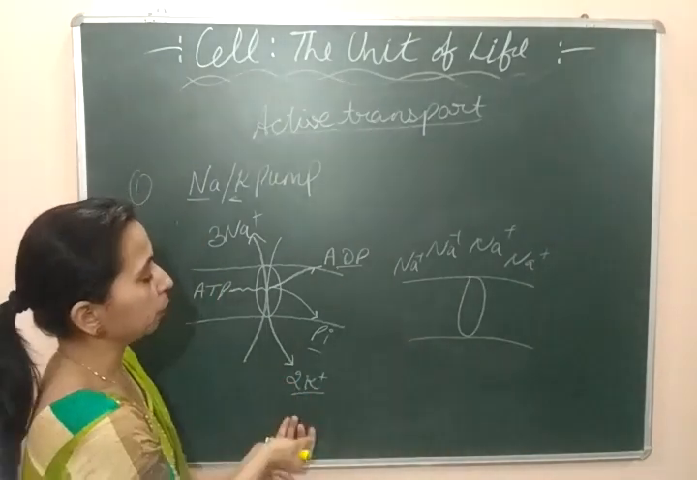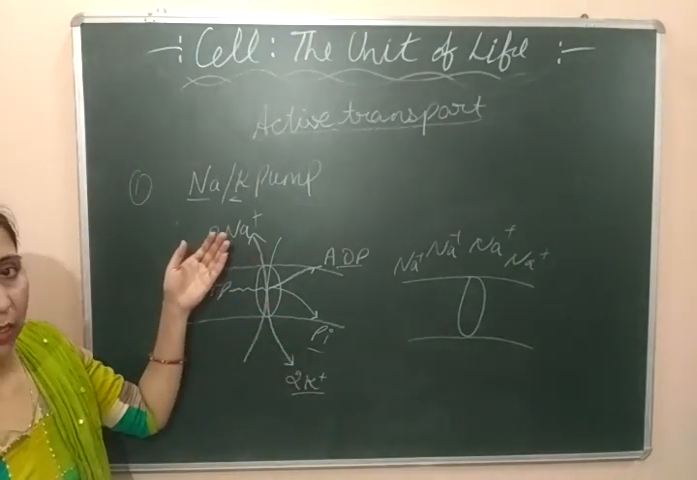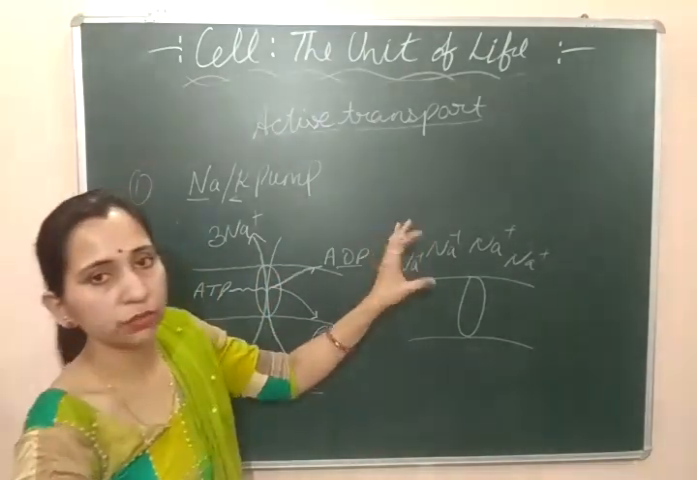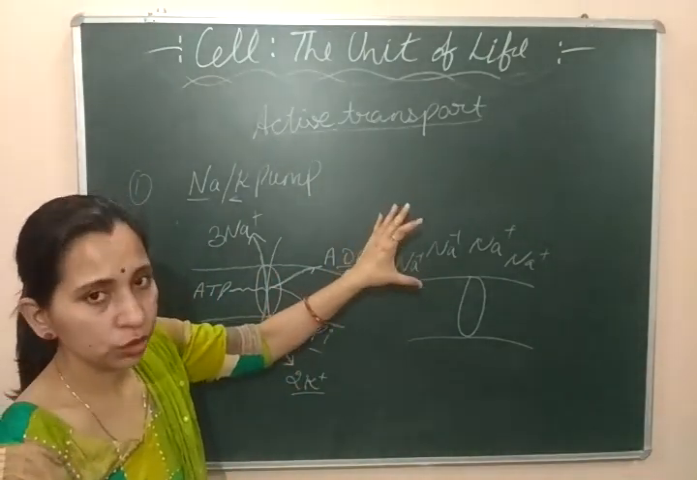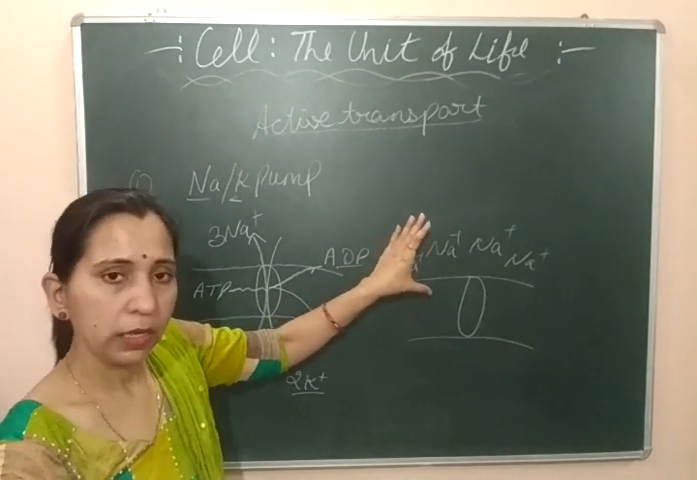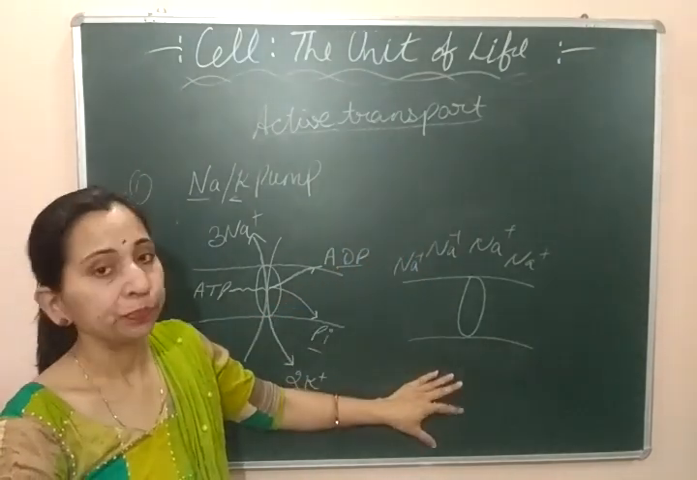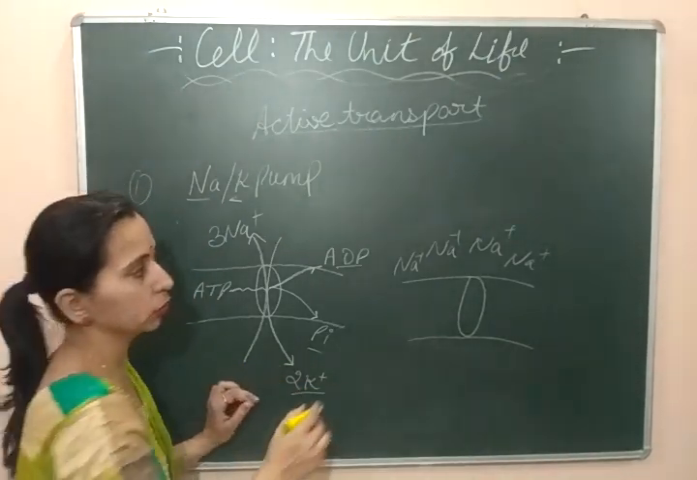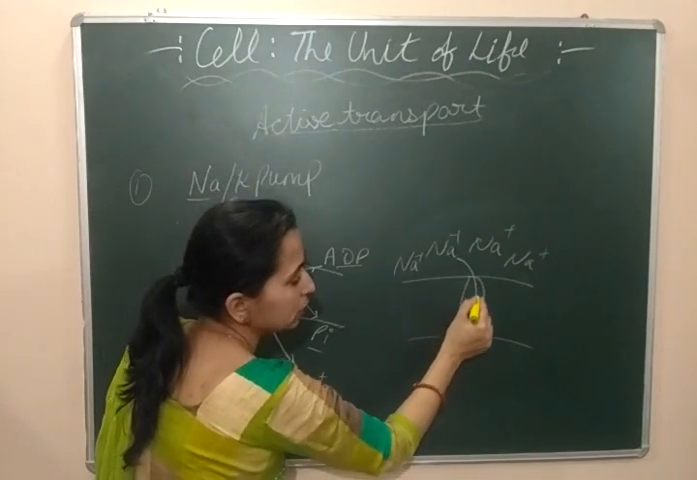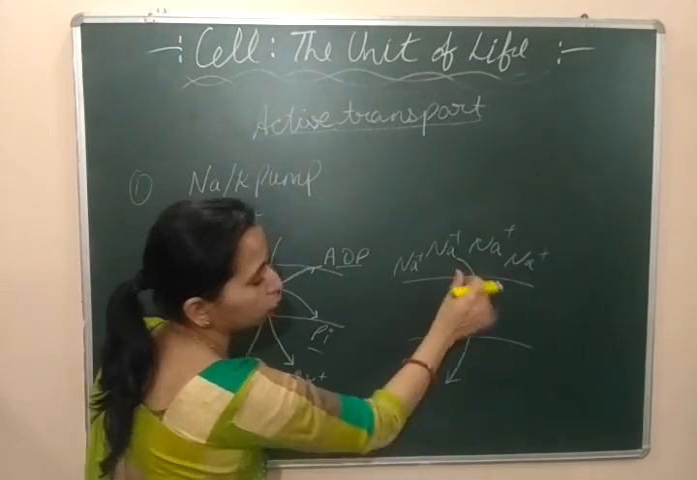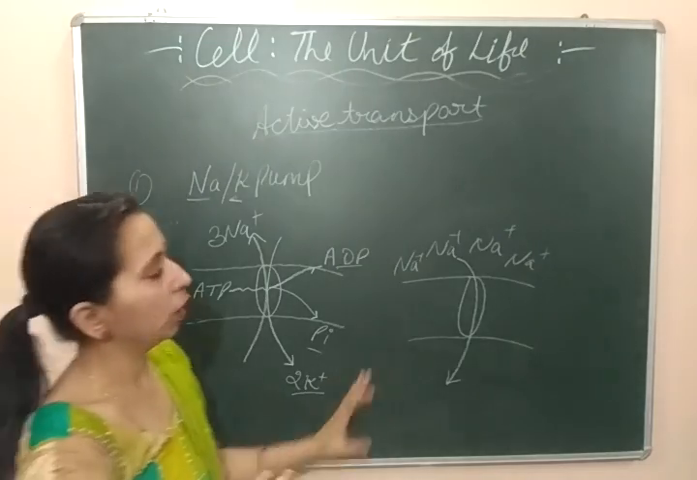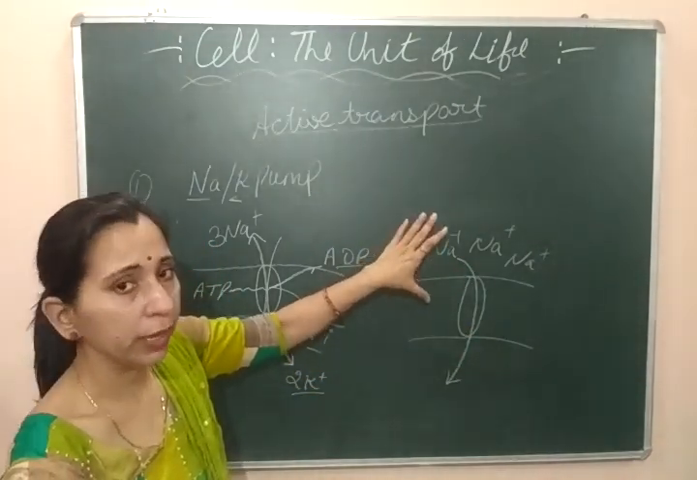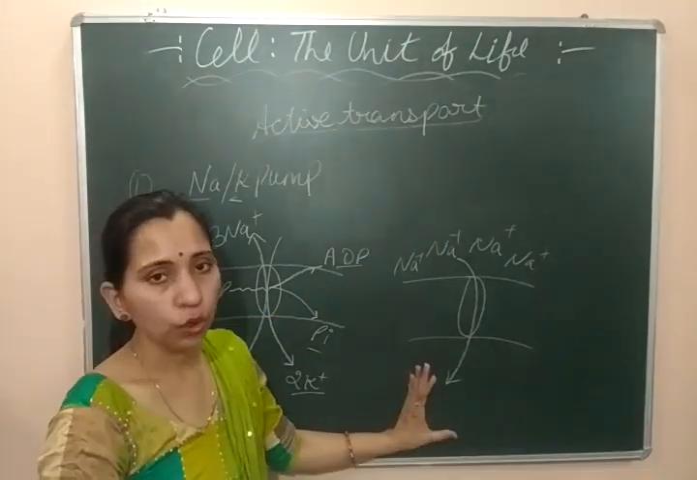Now, if according to this pump sodium ions are continuously going outside, three sodium ions going outside, then the concentration of sodium ions outside will become very high. It will be present outside in higher amount as compared to the inner side. So it will move from higher concentration to lower concentration. These sodium ions will come inside by crossing the plasma membrane because of their concentration gradient, because outside they have higher concentration and inside they have lower concentration.